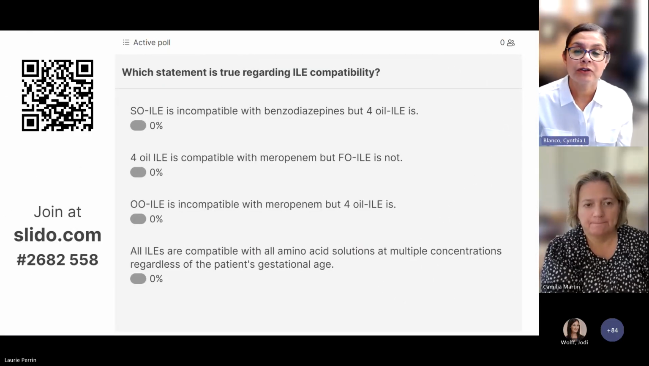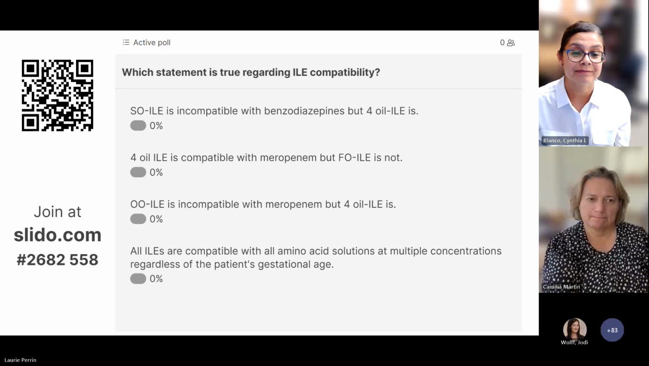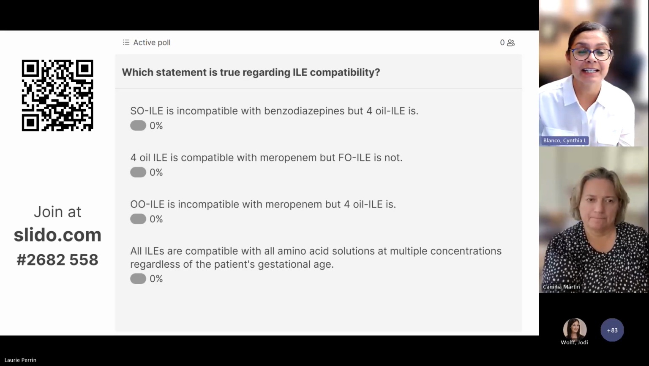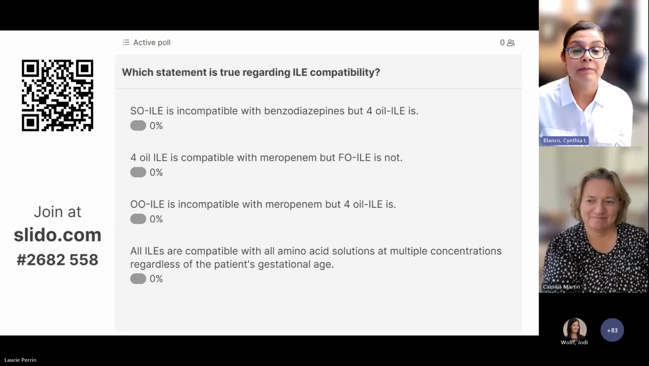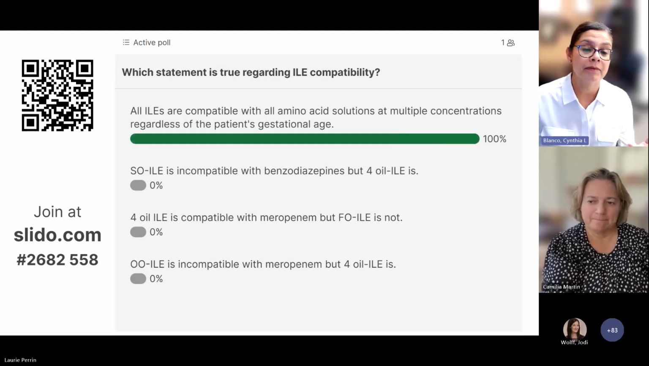Which statement is true regarding the compatibility of different emulsions? And I'm going to wait and see, soy is incompatible with benzodiazepines, or the 4-oil is compatible with meropenem. It started moving. So then I was reading it, but you can read them.